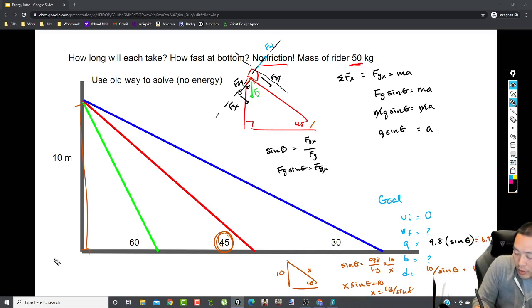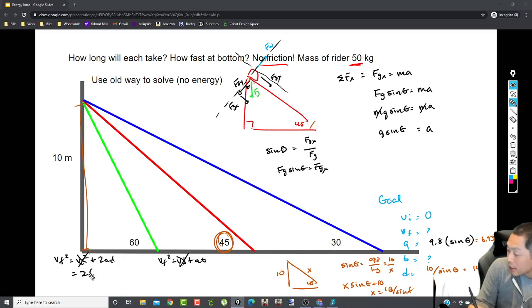So these are the two equations you're going to use. VF squared equals VI squared plus 2AD. I don't expect you to memorize this. This would have been on your cheat sheet. And then for this one, it would be VF equals VI plus AT. This one will be easier to do first. For both of these, VI is 0, so you don't have it.